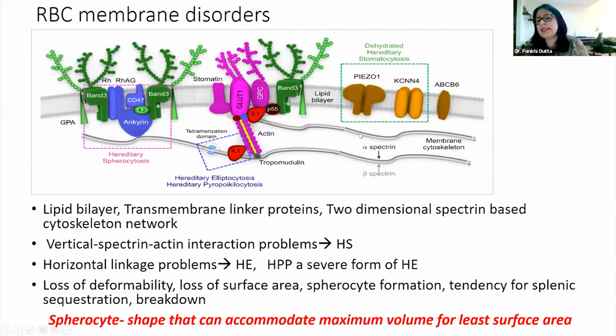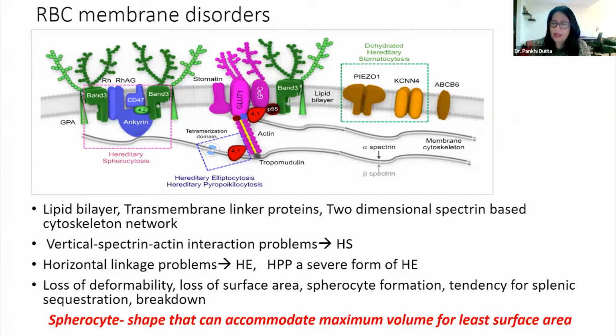And to maintain that, the potassium would tend to diffuse out. Anything from higher concentration will diffuse to low concentration. So there are some pumps which need energy and which pump in the potassium to maintain the levels. So if there are any proteins, and if the genes for these proteins are defective, there can be defect in these pumps, and we can have disorders like hereditary stomatocytosis, where you can have a dehydrated form as well as an overhydrated form.